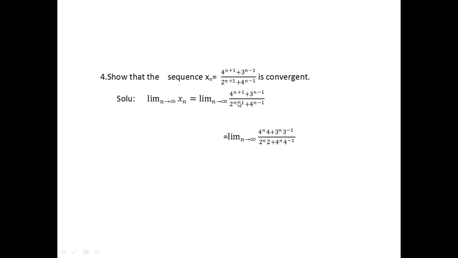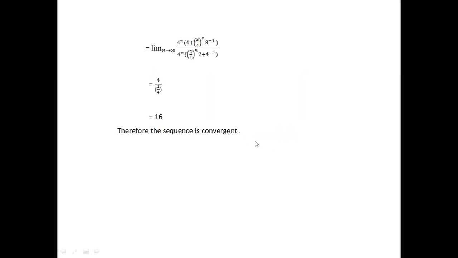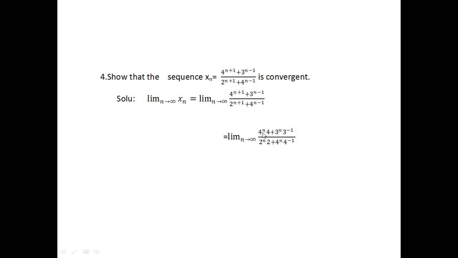First of all, split 4 to the power of n into 4 plus 3 to the power of n into 3 to the power of minus 1, divided by 2 to the power of n into 2 plus 4 to the power of n into 4 to the power of minus 1. Numerator and denominator have the common term 4 to the power of n. Take it outside.